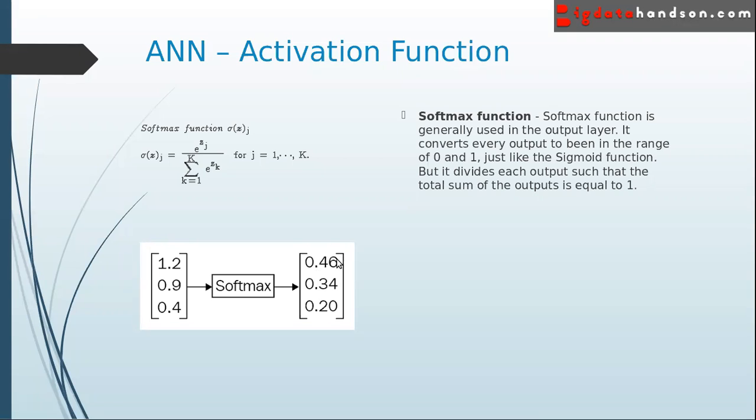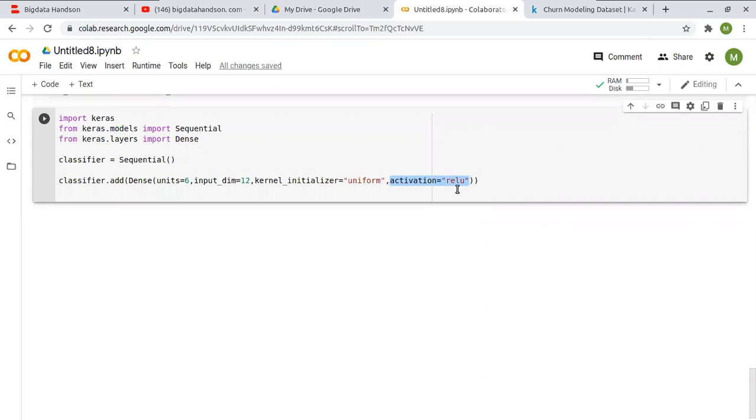The softmax function is also used in the last layer. It converts every output to be in the range of 0 to 1, just like the sigmoid function, but it divides each output such that the total sum of the output is equal to 1. If you add these three values, it will be 1 because it splits the result. So that's why we have added the activation as relu.